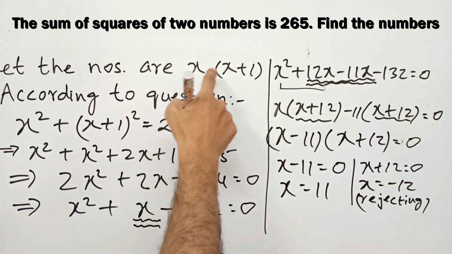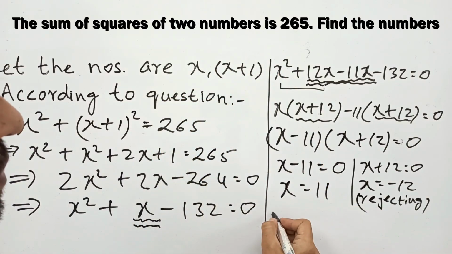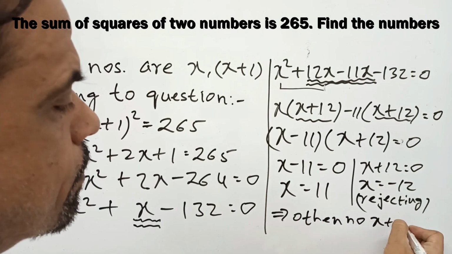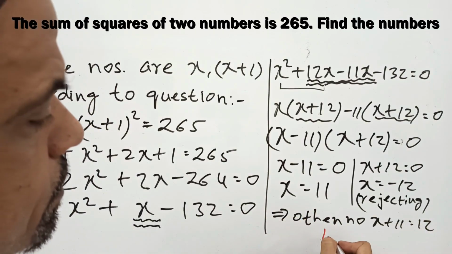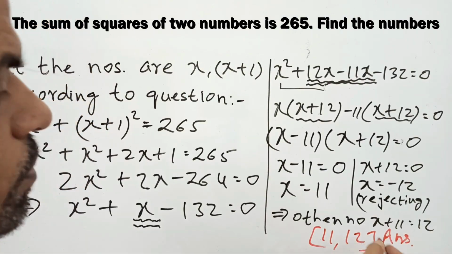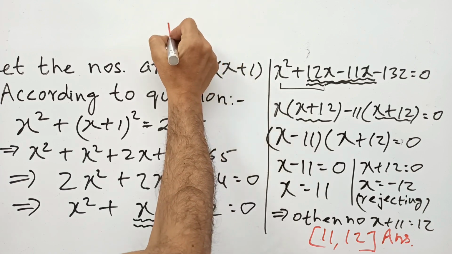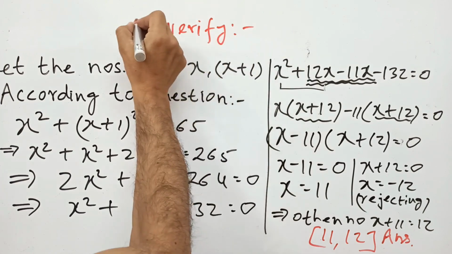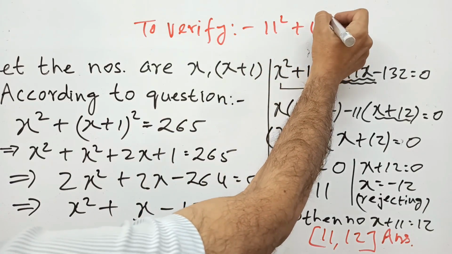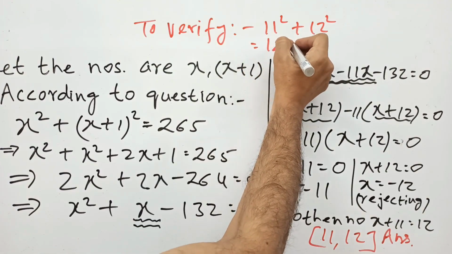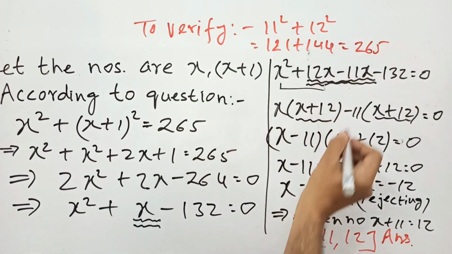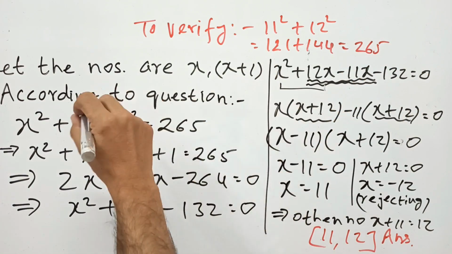We considered two numbers x and x plus 1. One is 11, so the other will be x plus 1, that is 12. So the answer is 11 and 12 are two positive consecutive numbers. You can verify this here. To verify, the sum of the squares, 11 square and 12 square, is 121 plus 144, which gives 265. It means our answer is correct.